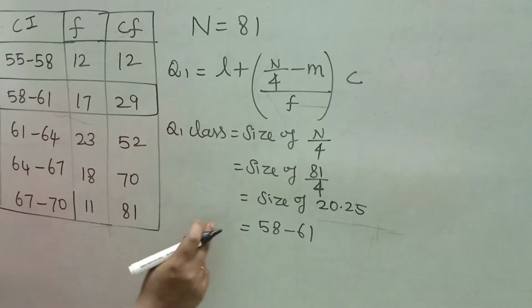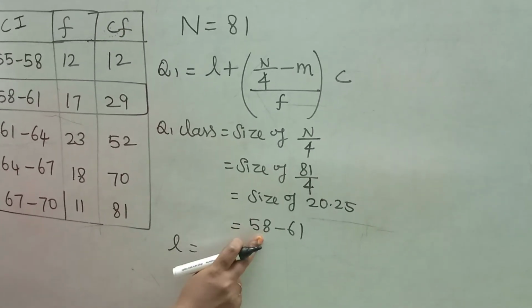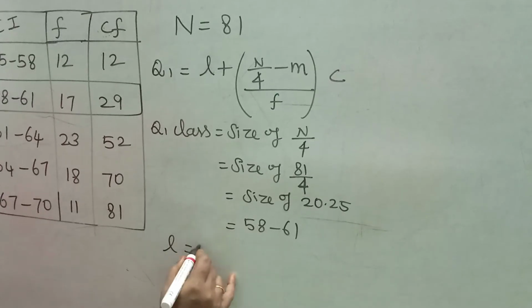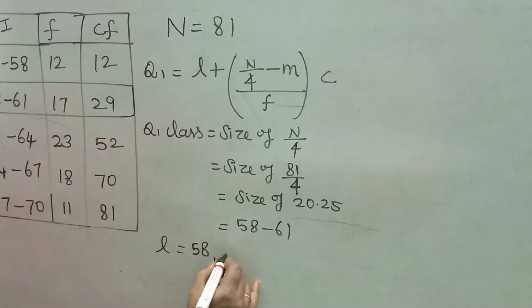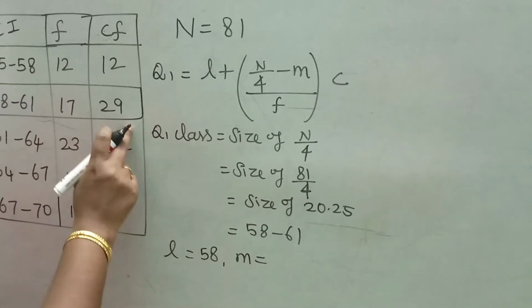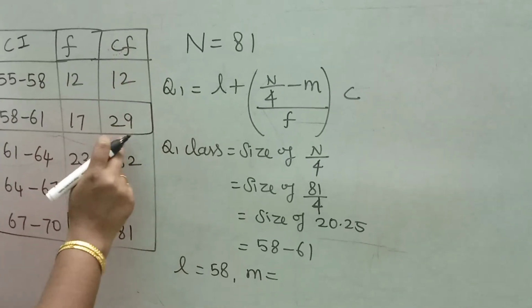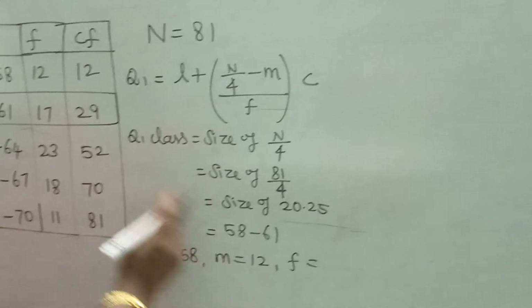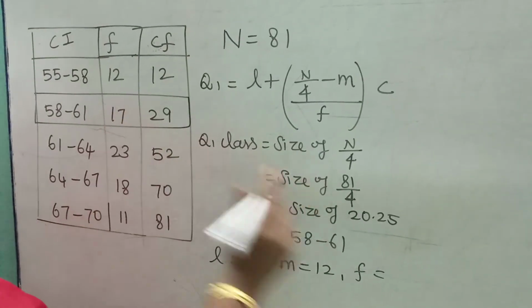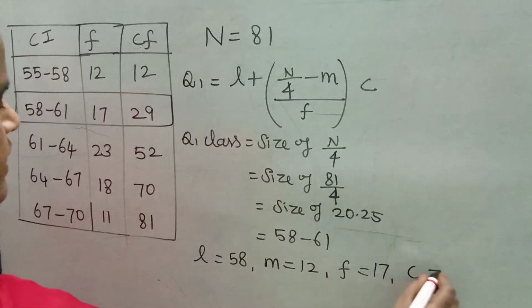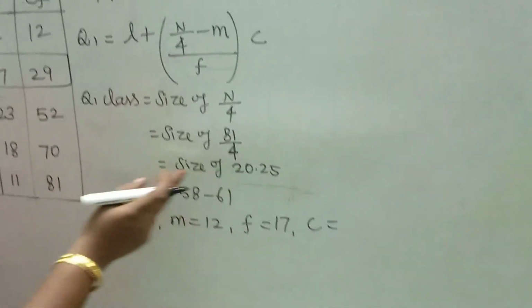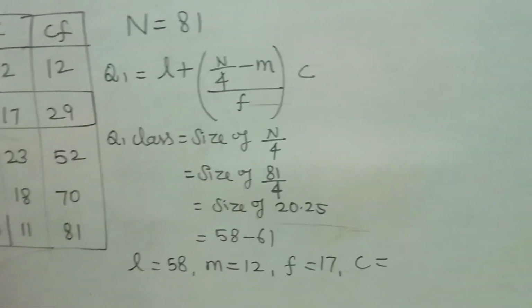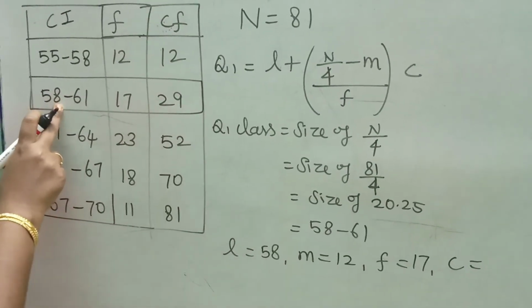We write the L value. L is the lower limit of the Q1 class, that is 58, and M is 12, and F is the frequency of the Q1 class, that is 70. C is nothing but the class interval. Class interval is upper limit minus lower limit. 61 minus 58 is 3.